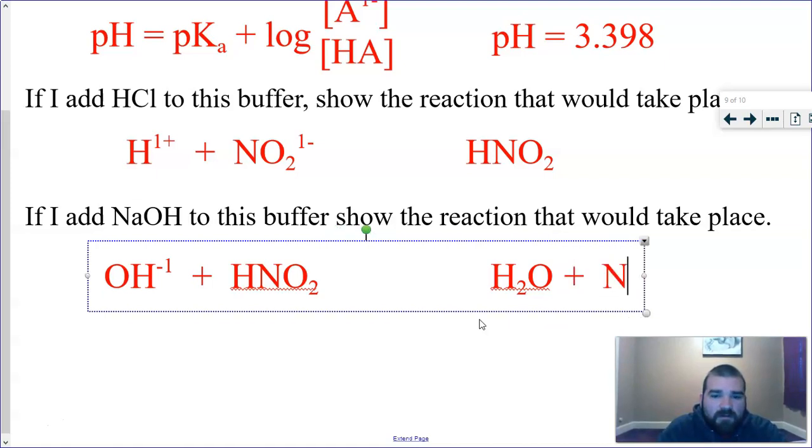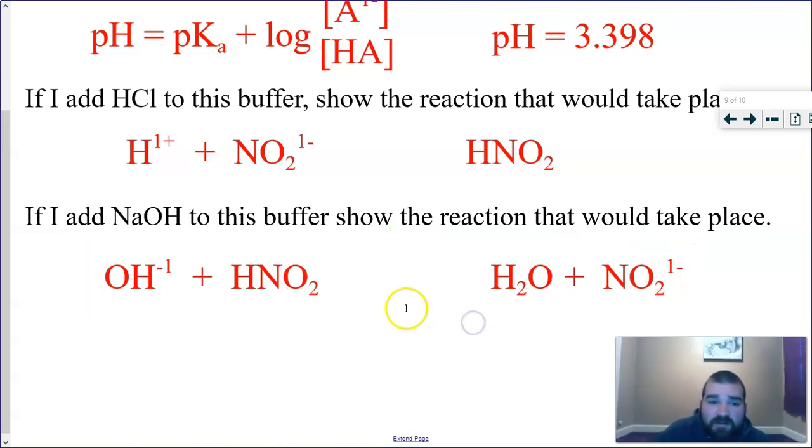And I'm going to get NO2 1 minus, which is the conjugate base. So whenever you add acid to a buffer, it gets neutralized by the base and produces the conjugate acid. Whenever you add base to a buffer, it gets neutralized by the weak acid and produces conjugate base, kind of like we looked at yesterday. But I just wanted to revisit that and show that one more time. Again, there's obviously arrows in here, and they would just be forward arrows because this isn't reversible. This is an acid-base neutralization, so this will react and react and react until something runs out.